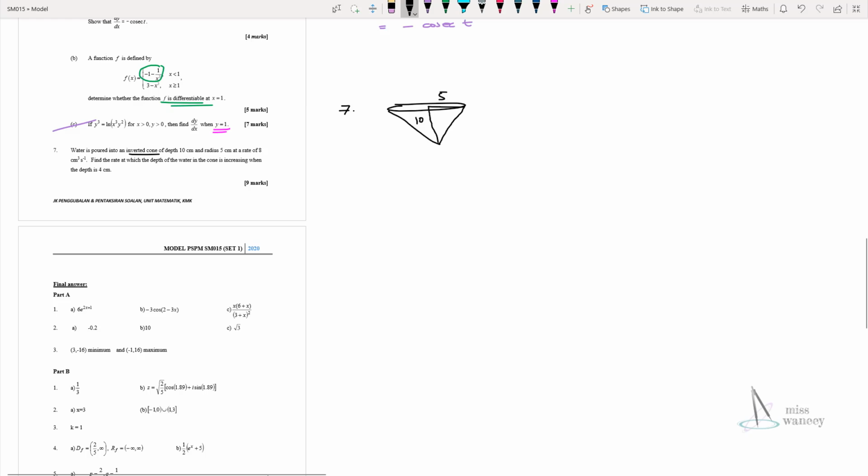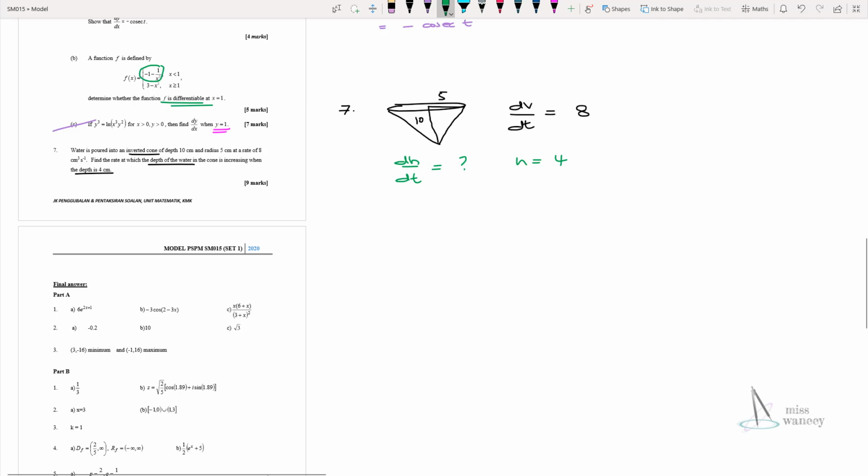Right, so at the rate of, so we pour the water, so that means the volume will be increasing. So we got dv over dt equal to 8, then positive 8. Find the rate at which the depth of the water in the cone is increasing when h is equal to 4. Okay, so what is the question? The question asks for what is dh over dt. So what is this? When the h is equal to 4.